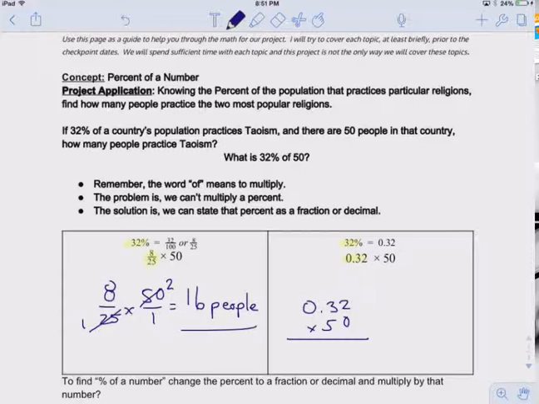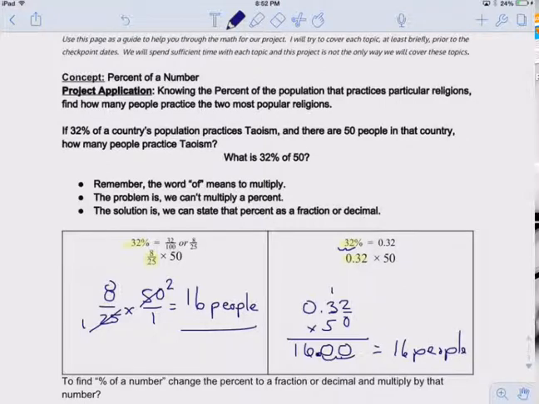Okay, if you did it as a decimal, again, 32% is 0.32. Move our decimal point 2 places to the left. 0.32 times 50, and 0 times everything is 0. 5 times 2 is 10. Carry the 1. 5 times 3 is 15, plus 1 is 16. And then we count up the number of digits to the right of the decimal places, 1, 2. So we have 2 decimal places to the right. So again, we have 16.00, or 16 people.